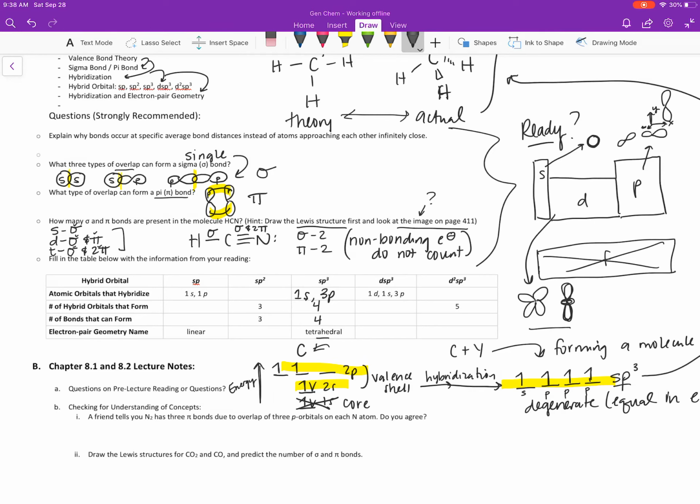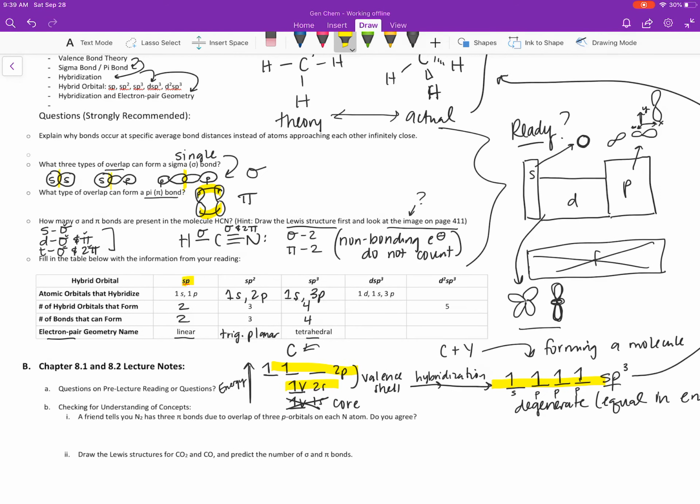So let's fill in the rest of the table because there's a pattern that will arise. sp2, 3 hybrid orbitals that form. 3 bonds can form. We know this as trigonal planar. It's our electron pair geometry name, that first column in our table from a few lessons back. This is going to come from 1s and 2p orbitals. If we look at linear, it's 1s and 1p. This is 2 orbitals that will form, 2 bonds that can form, and that's what we know as linear. And this is sp hybridized.